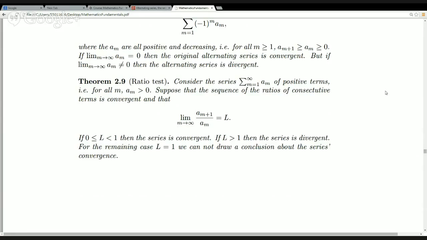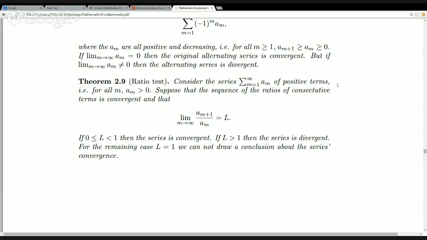So let's look at the statement of it. It's not a comparison test. You're not taking your series and comparing it to some other known series. You're just focusing on the series itself. We're considering a series of positive terms, and we're going to look at the ratio of consecutive terms. So we're going to form the ratio a_{m+1} divided by a_m. That's a general term in the series divided by the one that came before it, isn't it? That's a ratio of consecutive terms, and we're going to take the limit of that ratio.